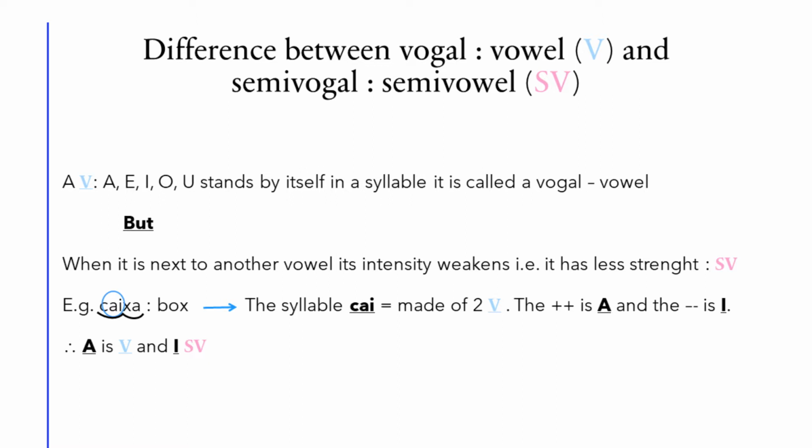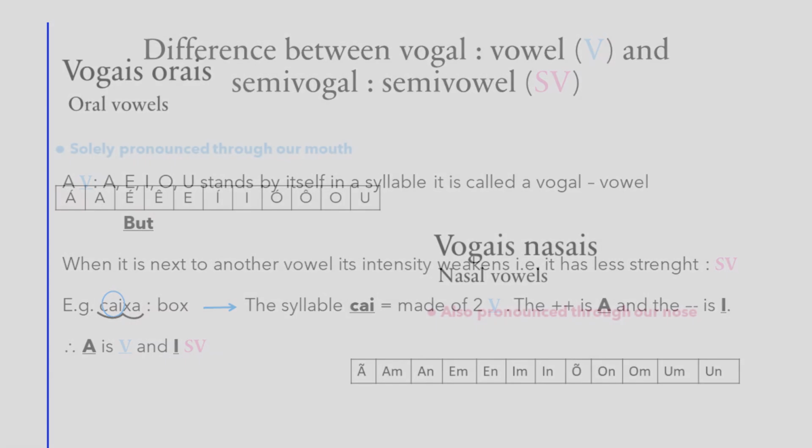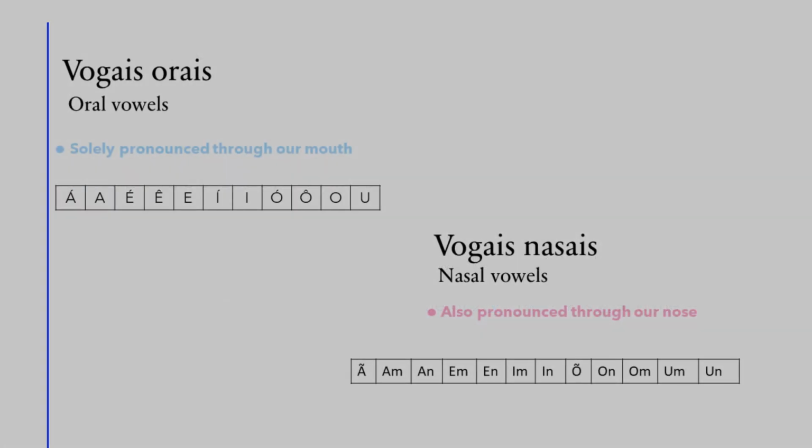Now, what types of vowels do we have in Portuguese? Let's hear how they are pronounced. We start with the vogais orais, with the oral vowels. The oral vowels are solidly pronounced through our mouth.